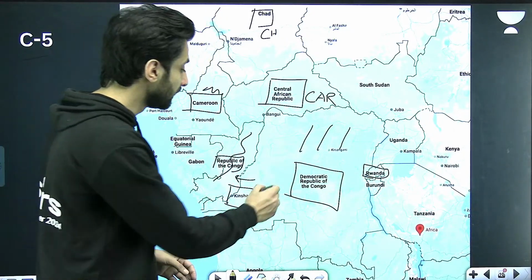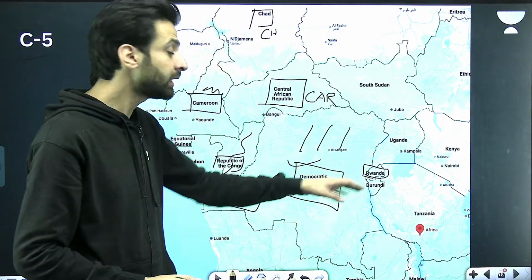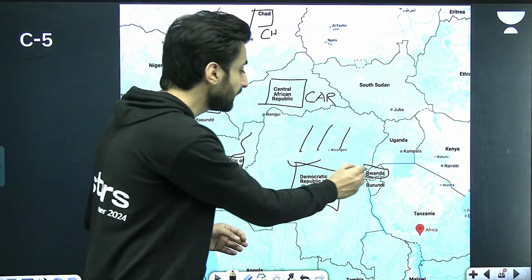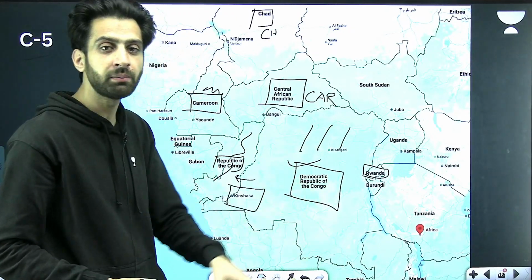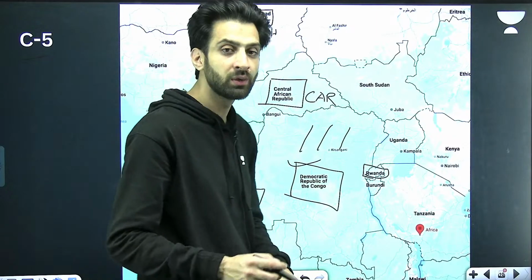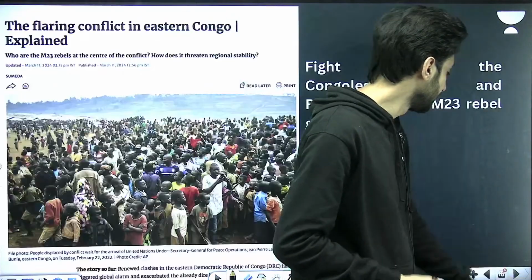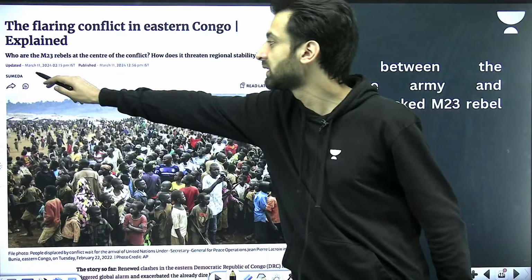Okay. Now, Democratic Republic of Congo and Rwanda are having issues because there is a rebel group in Rwanda that is fighting with the forces of Democratic Republic of Congo. So there are tensions going on, and this was in news again. This was in news this year. You can see the news from March.